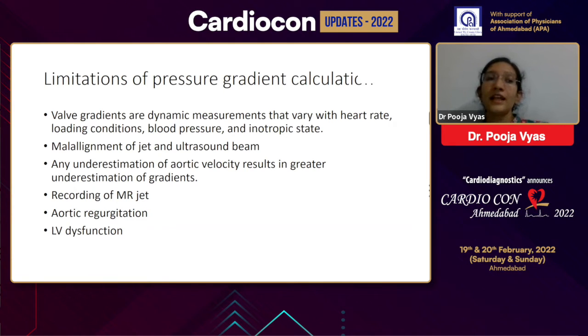And in aortic regurgitation, usually the stroke volume is higher, so the flow across the valve during systole will be higher, and it will lead to the overestimation of the aortic stenosis if there is coexistent aortic regurgitation. And in LV dysfunction, the opposite will occur. Due to reduction in the stroke volume, there will be a false underestimation of the pressure gradient.